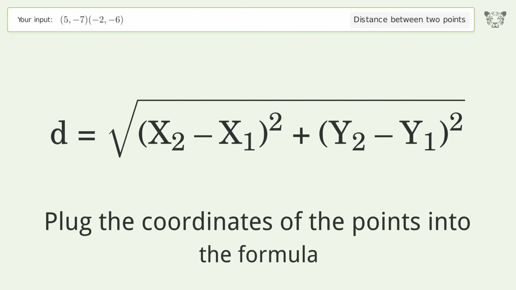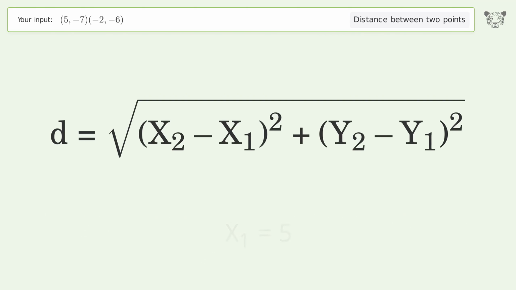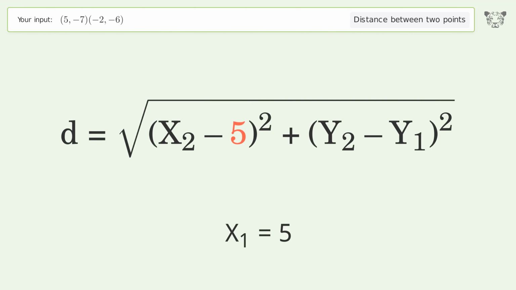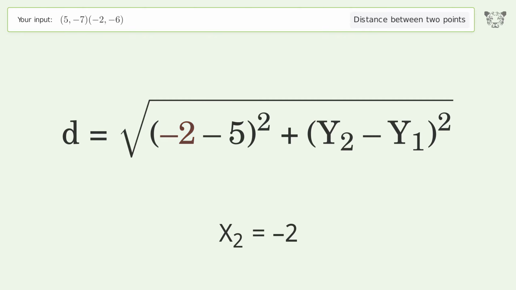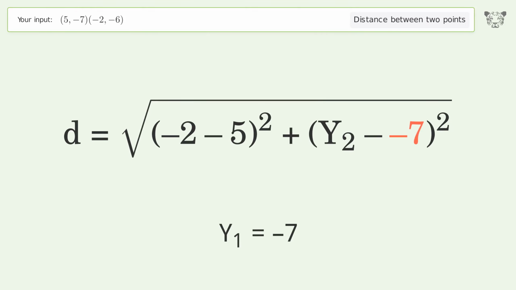Plug the coordinates of the points into the formula. x1 equals 5. x2 equals -2. y1 equals -7. y2 equals -6.